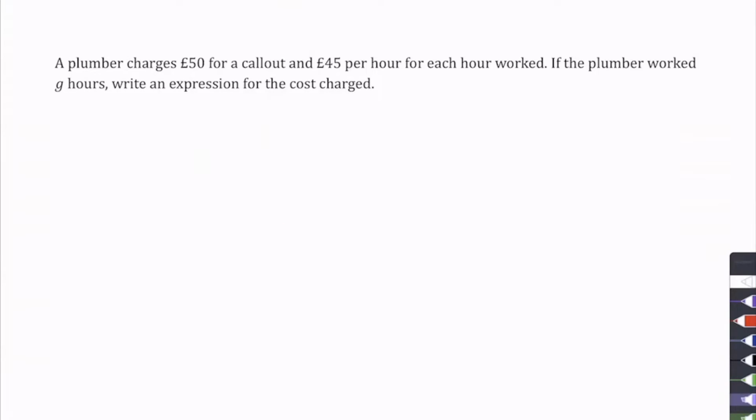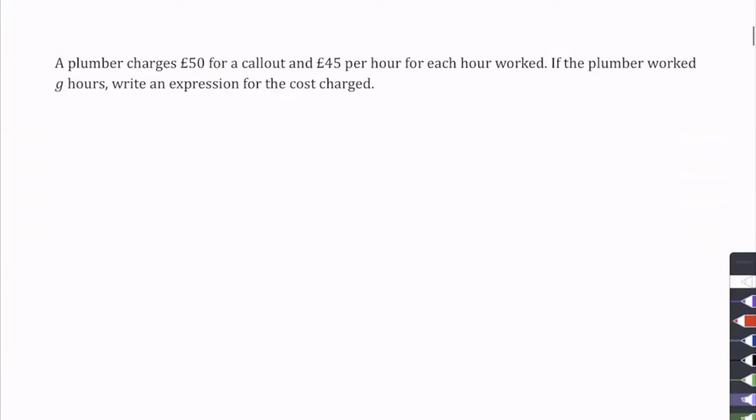Here we have a plumber who charges £50 for a call out and £45 per hour for each hour worked. If the plumber works G hours, write an expression for the cost charged. Now, the call-out fee is a fee that the plumber will charge regardless of whether they do any work or not. So it's just for coming out to your house to have a look, and then they'll say, yes, we need to do whatever they need to do to fix the issue, and if it takes them 2 hours, they'll charge you 2 times 45 plus the 50. If it takes them 4 hours, they'll charge you 4 times 45 plus the 50.